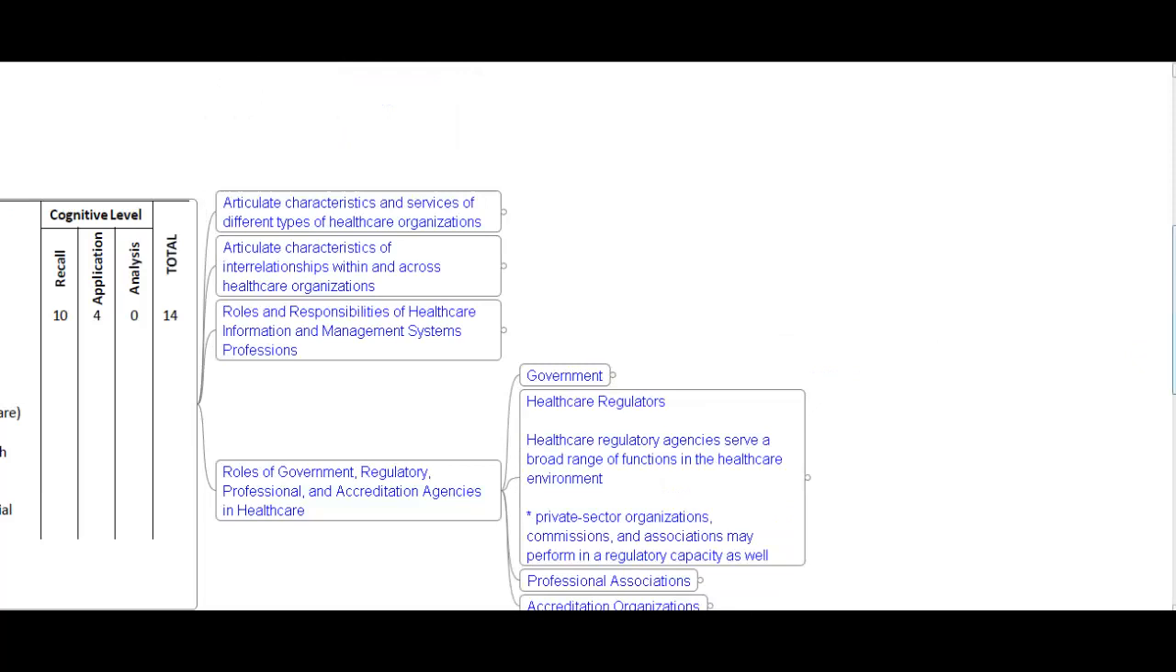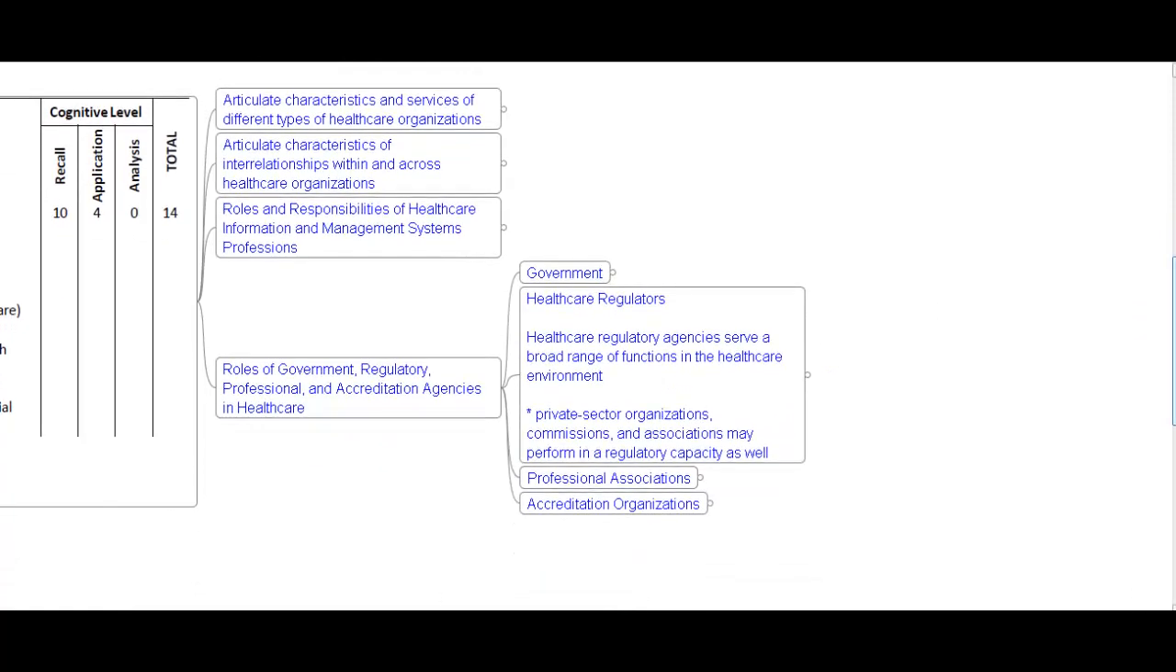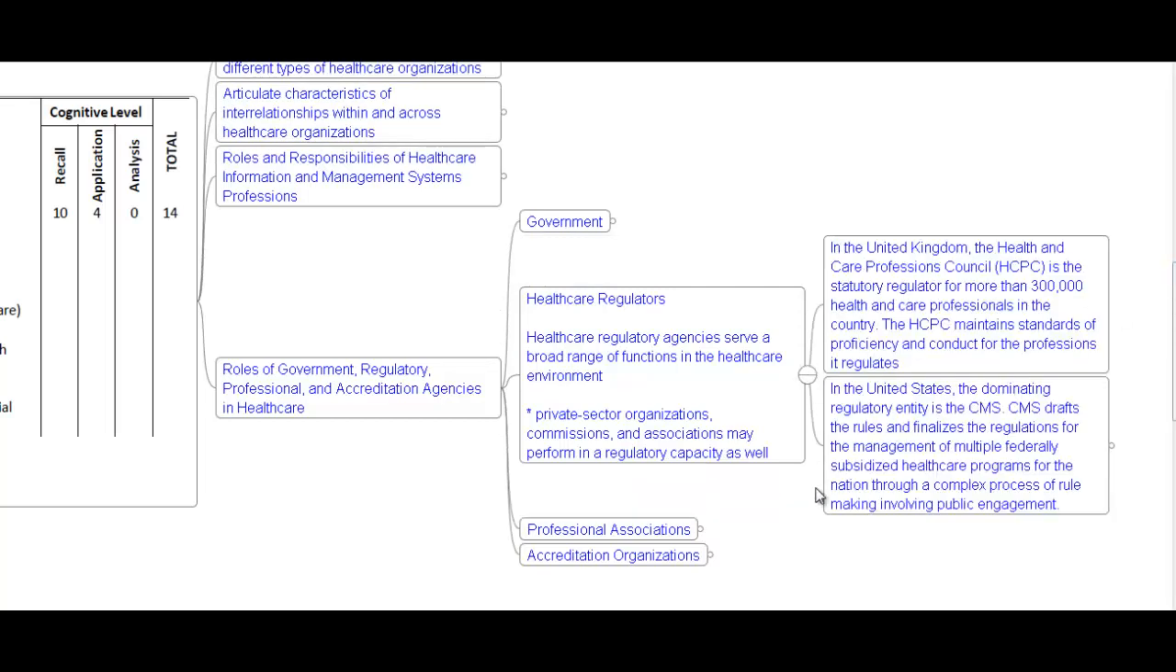Healthcare regulators. Healthcare regulatory agencies serve a broad range of functions in the healthcare environment. Remember, private sector organizations, commissions, and associations may perform in a regulatory capacity as well.